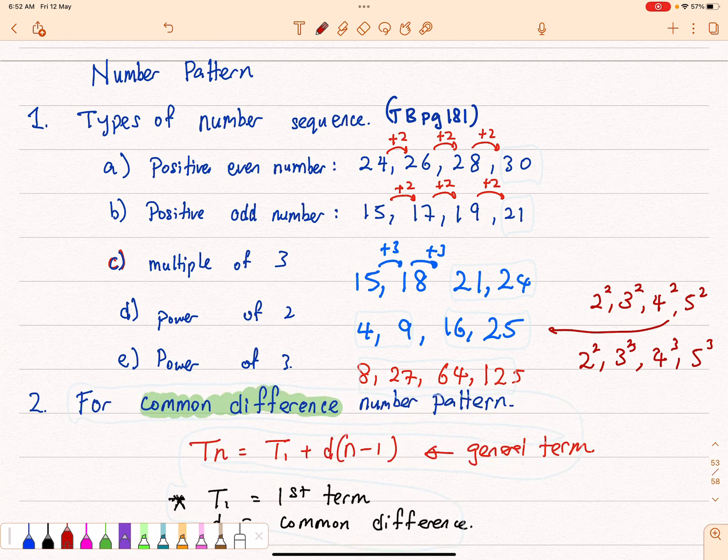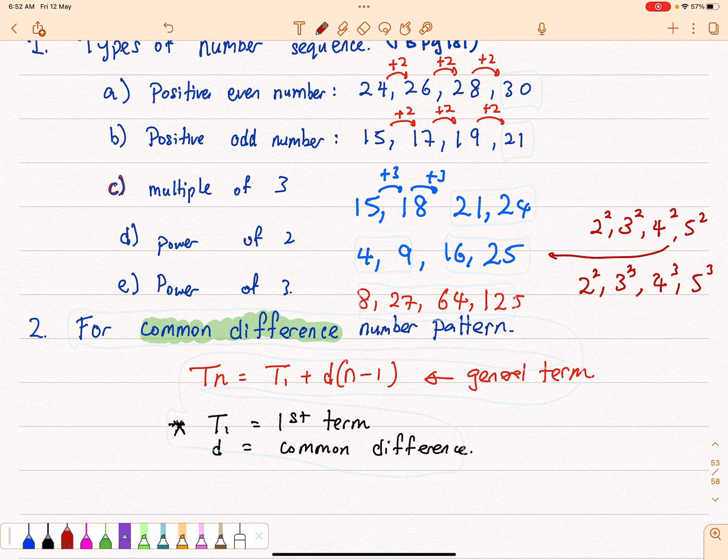Okay, so let's look at this common difference number pattern. Now, this is the one that you have done in activity 3 in SLS, where term n is equals to term 1 plus d multiplied by n minus 1. In the SLS video, they didn't use n minus 1, but it's the same formula, and this formula here helps us to solve the question pretty easily and directly.